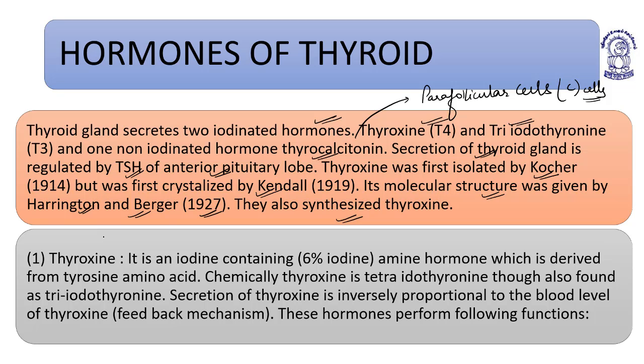Thyroxine is an iodine containing hormone; 6% iodine is present in thyroxine. It is an amine hormone, very important, which is derived from the tyrosine amino acid. Chemically, thyroxine is tetraiodothyronine, though it is also found as triiodothyronine. Secretion of thyroxine is inversely proportional to the blood level of thyroxine, a feedback mechanism. These hormones perform the following functions.